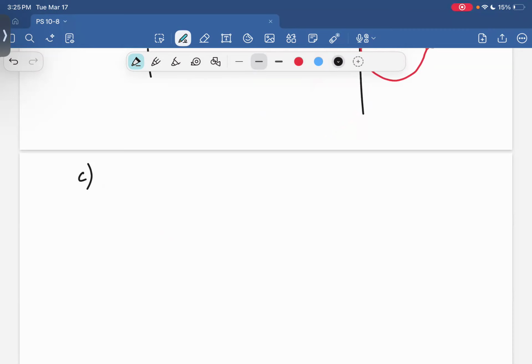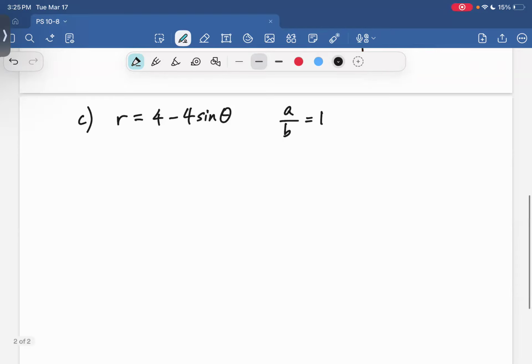C, we have 4 minus, I'm going to expand it, so 4 minus 4 sine theta. So for this question, a over b equals 1. So that tells us we have a cardioid graph.